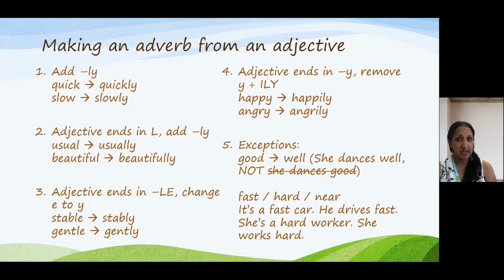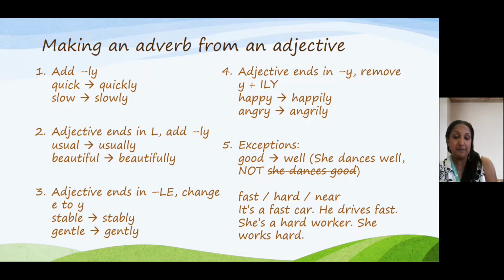It's a fast car. That's an adjective because it's describing car. But he drives fast. Fast is describing the verb drives, so it's an adverb, but it stays the same form. She's a hard worker. Hard describes worker. But she works hard. Hard is describing the verb works. Again, we keep it in the same form. If we use hardly, that is a different meaning altogether. And really it means the opposite, because hardly means very little, whereas here she works hard, it means she works a lot.